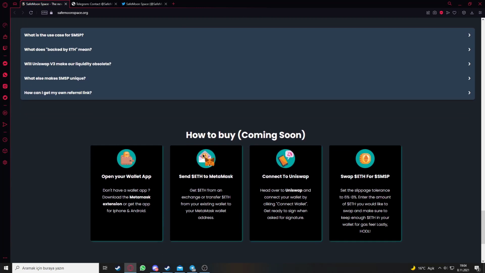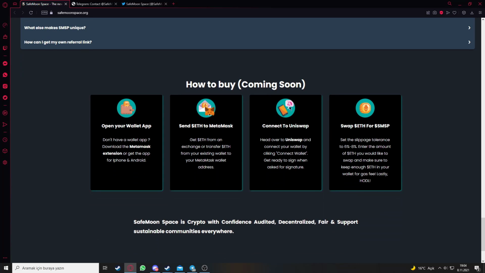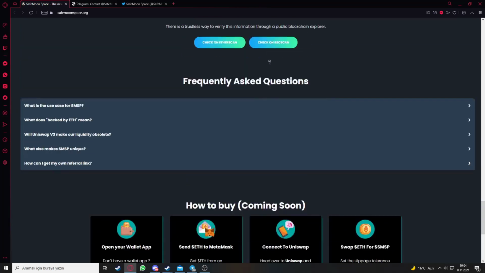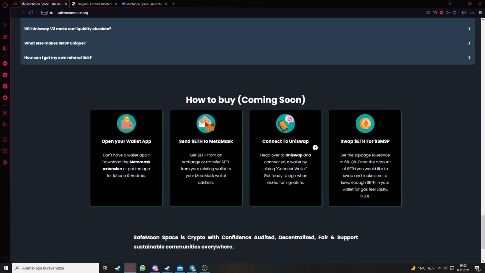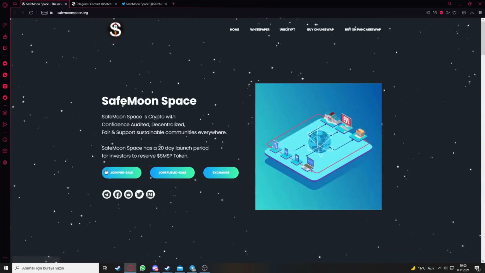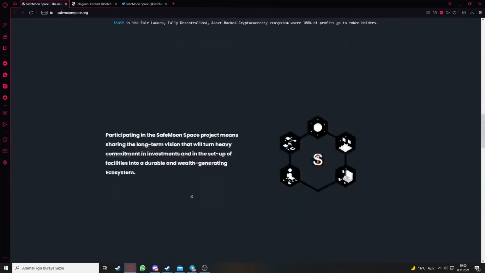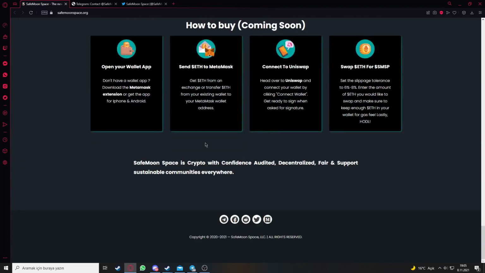Here is the how-to-buy part, which is coming soon when the token presale ends, so all you need to do for buying the token for now is this. You can buy by joining the presale or public sale in there, guys. SafeMoon Space is crypto with confidence: audited, decentralized, fair, supporting sustainable communities everywhere.